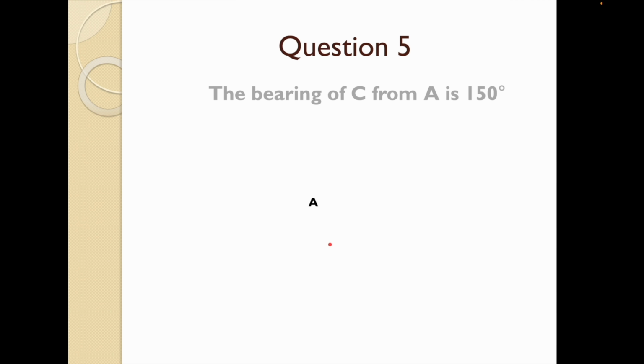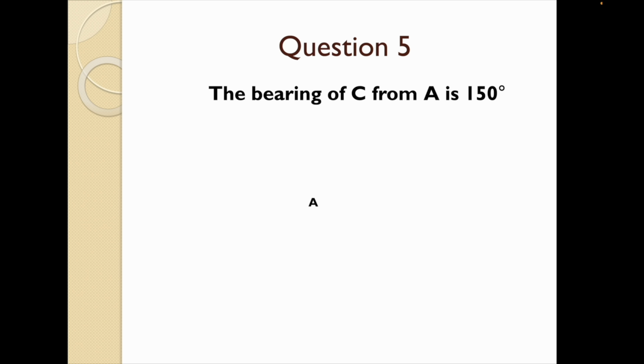All right, so this one here is different now. What we're going to do now is say the bearing of C from A is 150. The bearing of C from A is 150. So I want to ask the question, what is our starting point? Where are we starting from? We are starting from A.